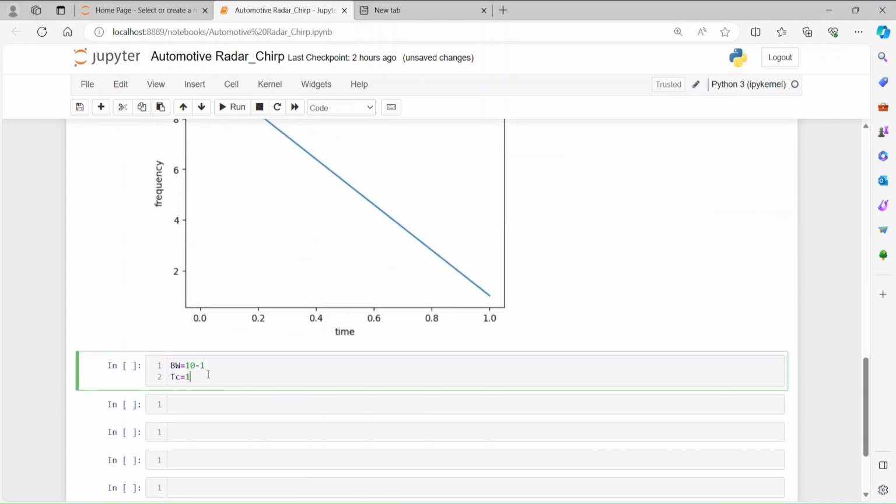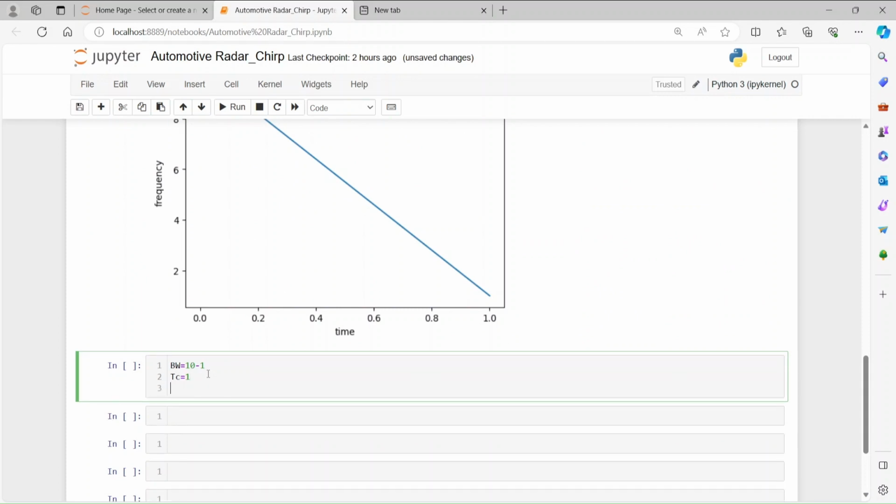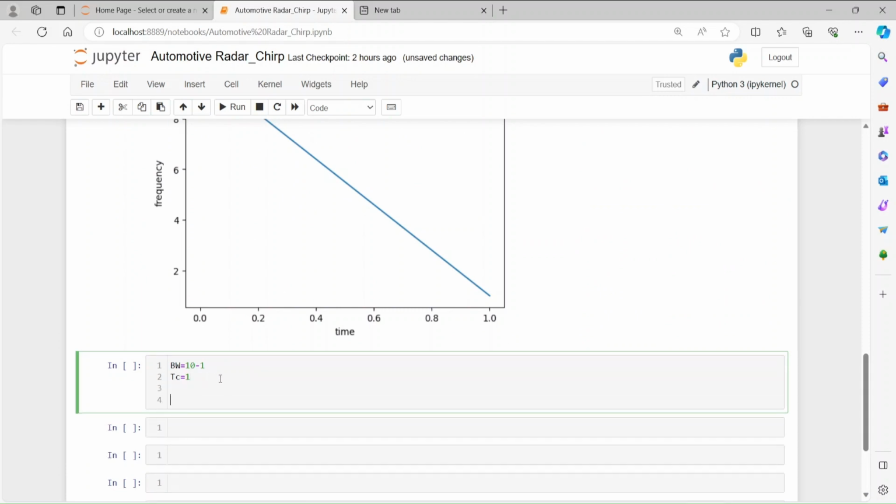And we are going to do a couple of things here. So we see the bandwidth here, right? Now we have two more parameters. Okay, one is the range resolution. Range resolution.